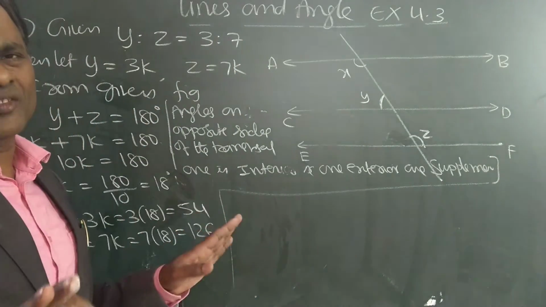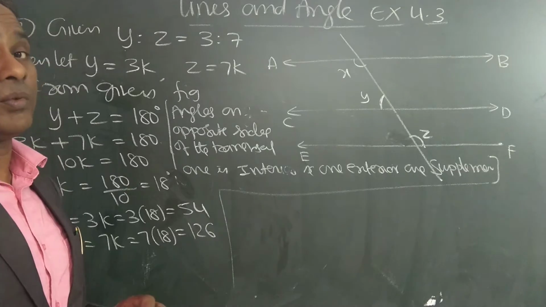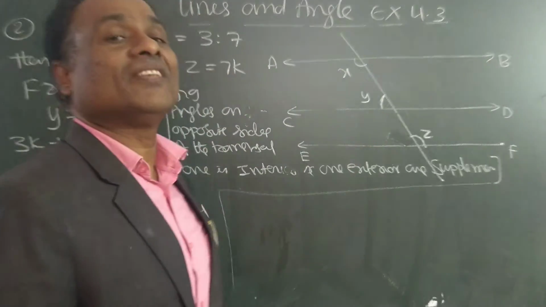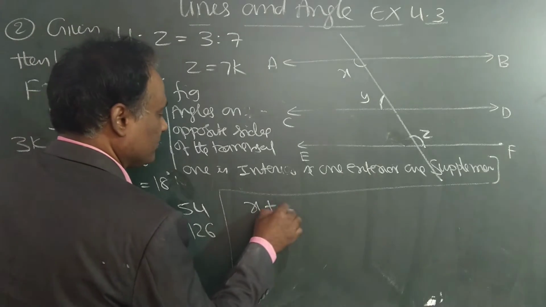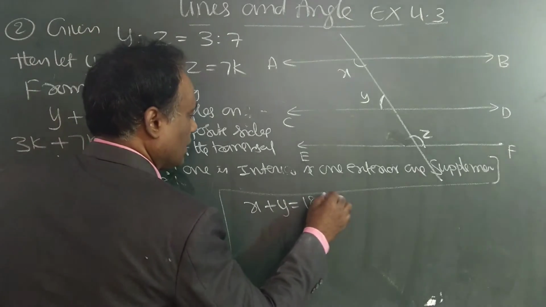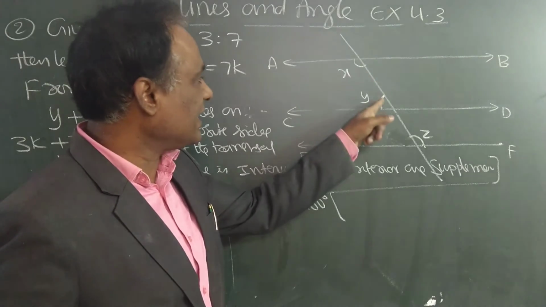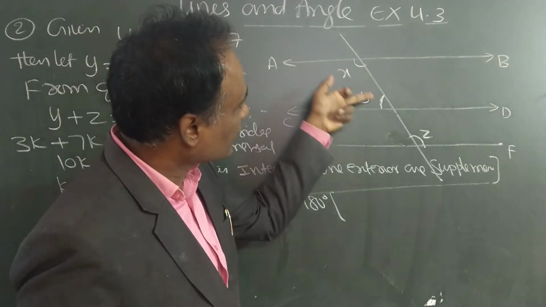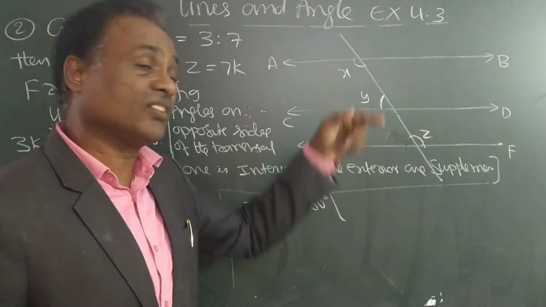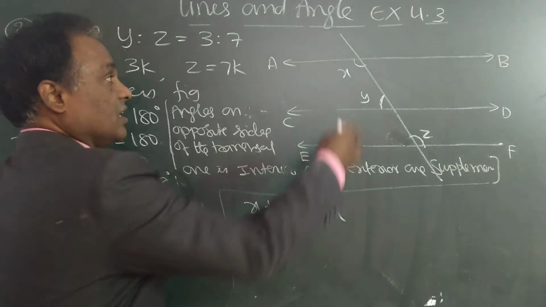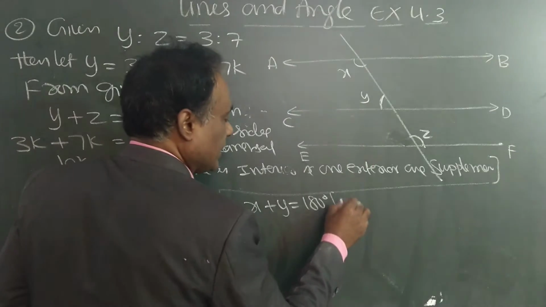All the concepts I explained, but recollecting is very, very important. So I am saying that x plus y is equal to 180. The reason is both the interior angles on the same side of the transversal, their sum is 180. Just now also I reminded. I gave the notes also. You can check. X plus y is equal to 180.